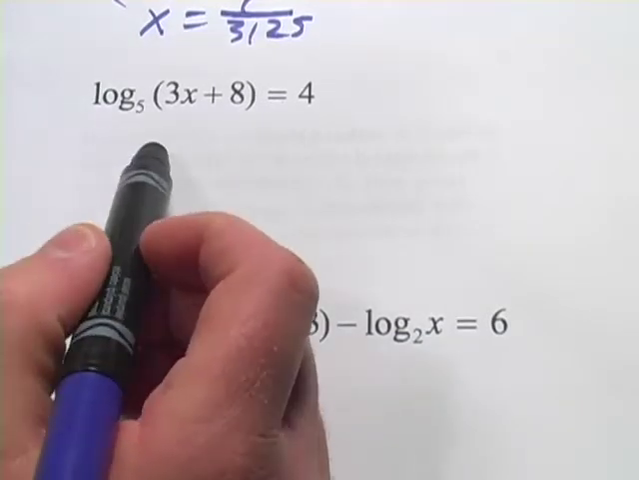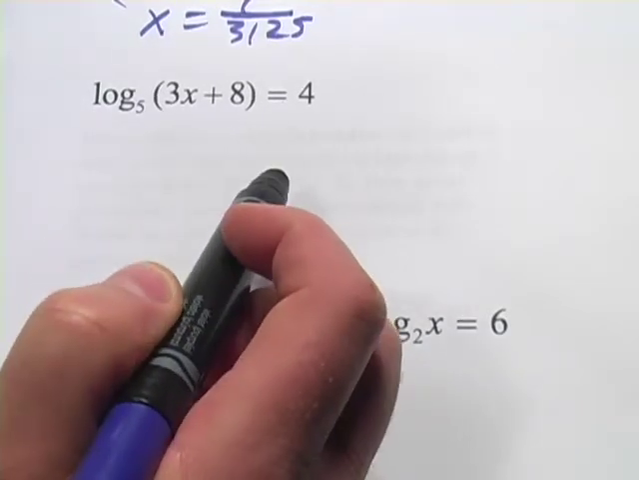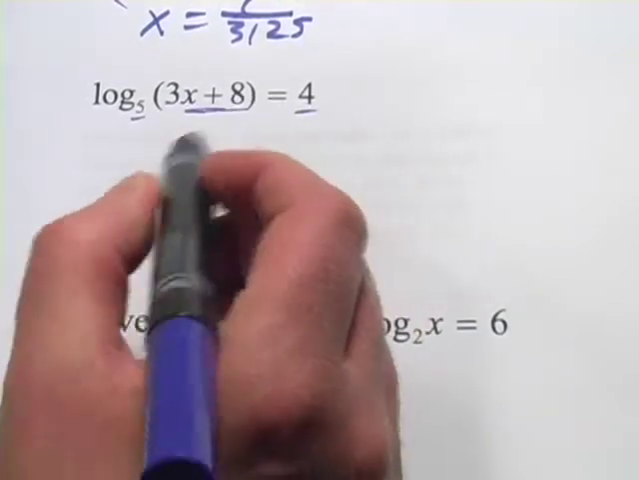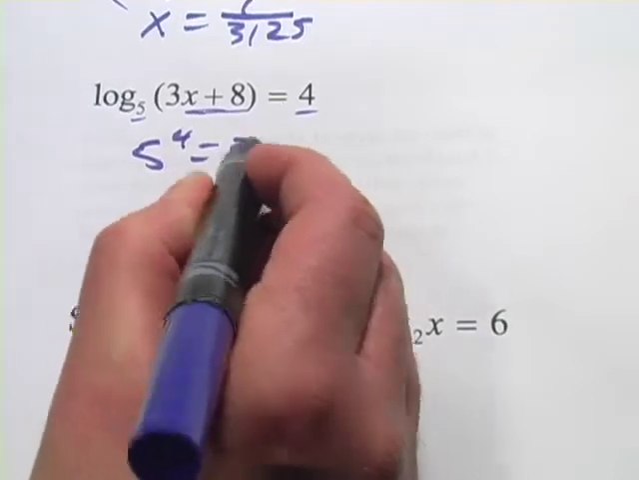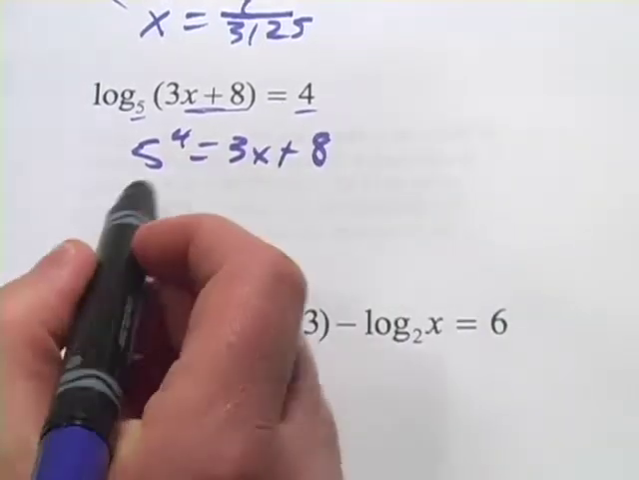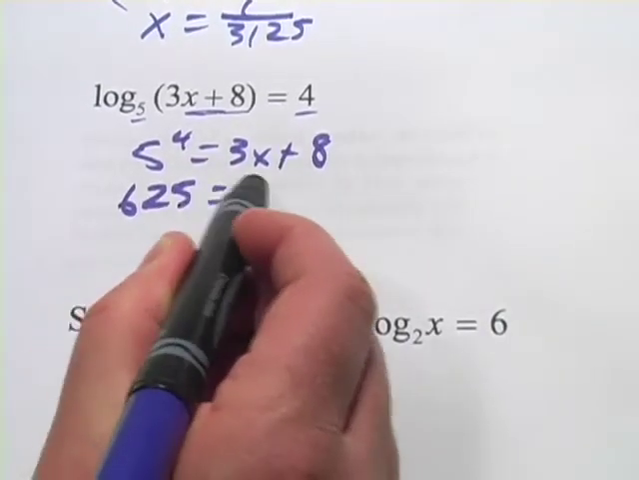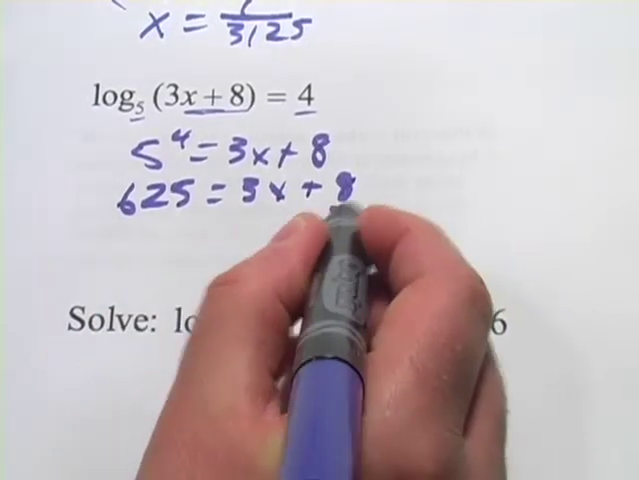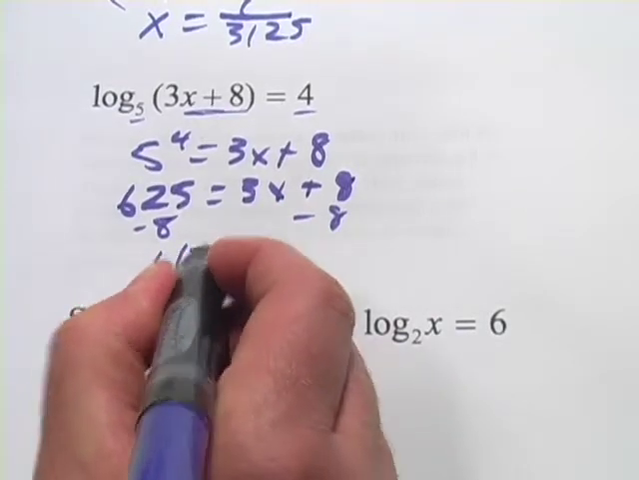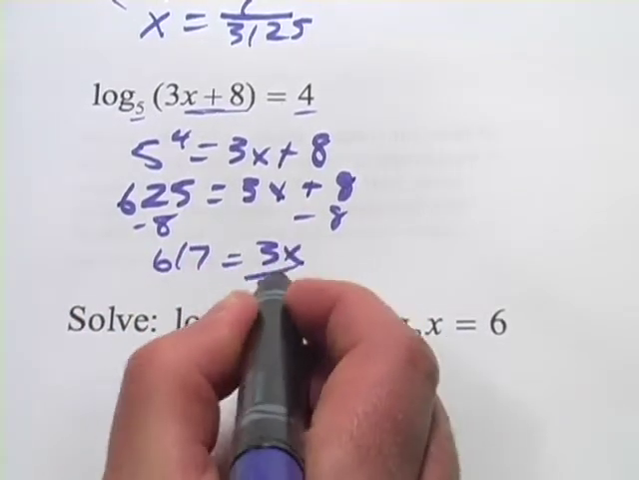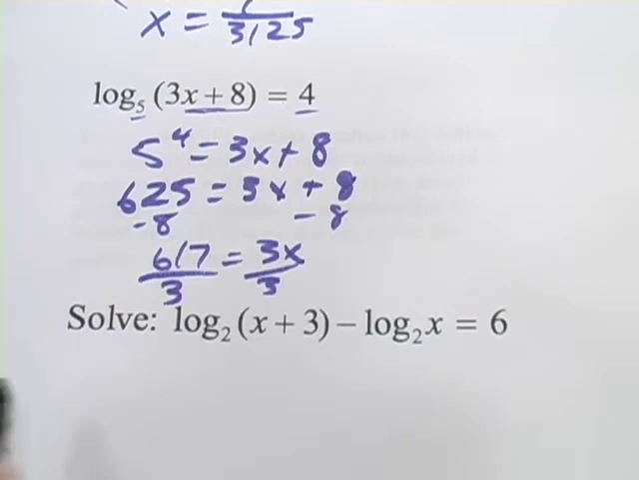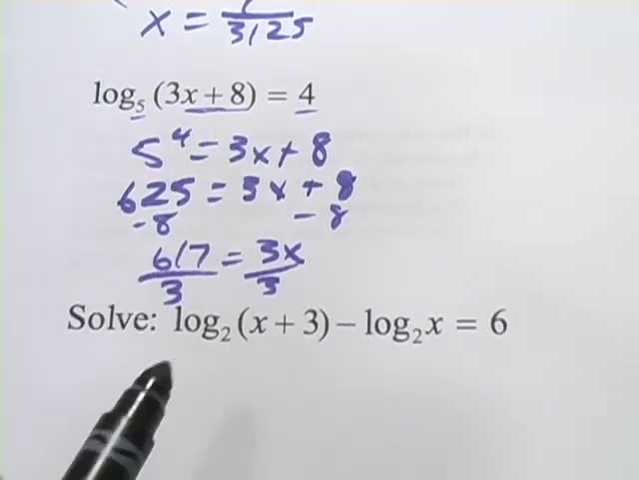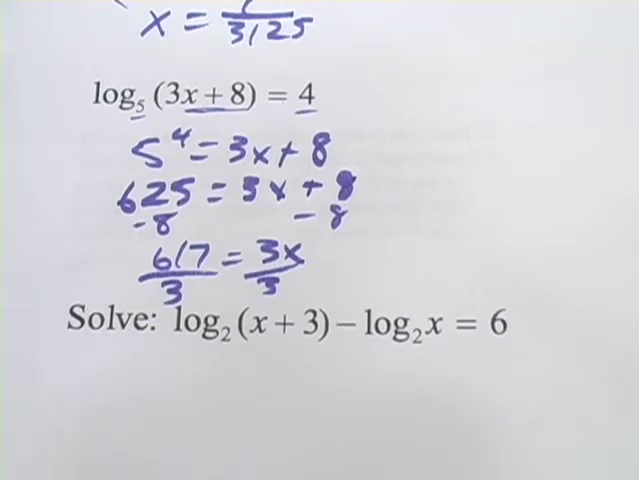This one says log base 5 of 3x plus 8 equals 4. Let's go ahead and write that in exponential form. It means 5 to the 4th power equals this. And 5 to the 4th power is 625, and we have a simple algebraic equation here to solve. So we subtract 8, and we get 617 equals 3x. We divide by 3, and I think I'm going to leave it there. You could figure out the decimal for that if you'd like to. It's 200 something. All right, let's look at this next one.